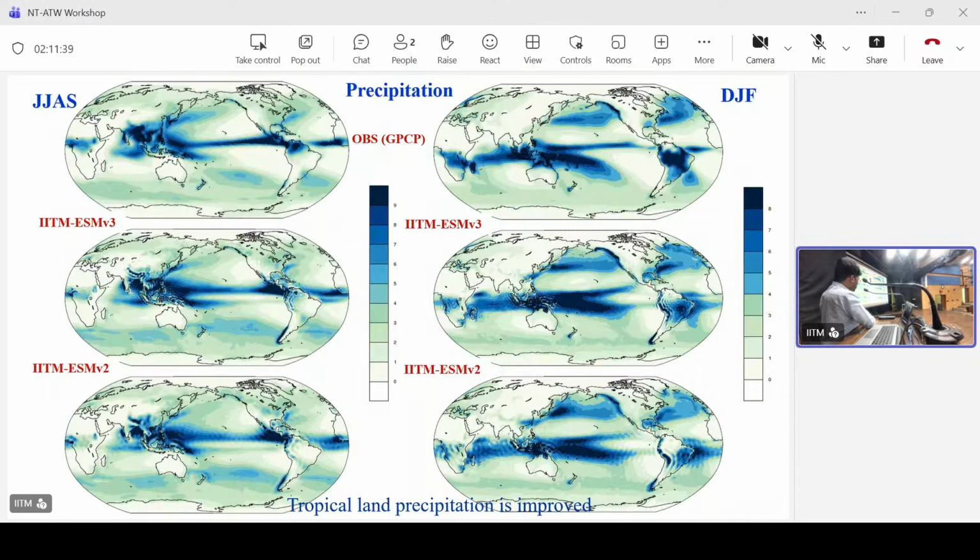So now coming back to our other diagnostics of IITM ESM V3, like I was mentioning, our precipitation, this is from the GPCP, ESM V3 and also ESM V2. We see there is a better representation of the tropical land precipitation in the current version of the model. We have done the same for the winter precipitation, that is DJF. You can clearly see over the Amazon region, we have improved, a lot of precipitation has improved in recent times.